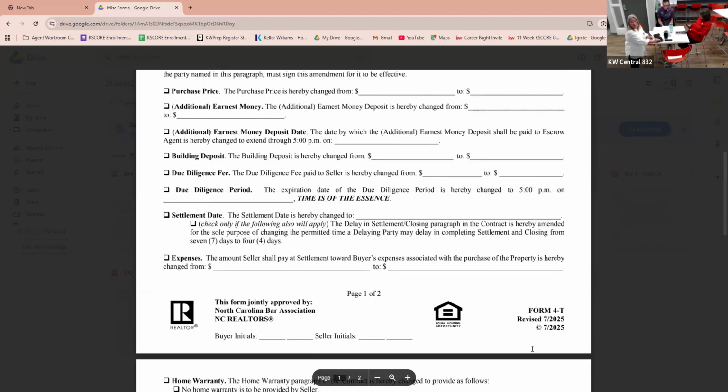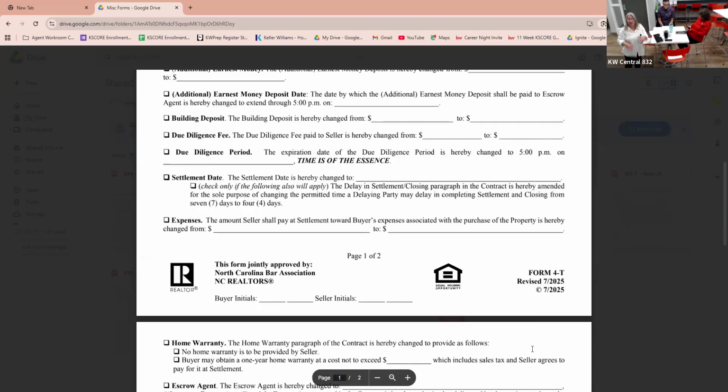Expenses, so this is a situation where we negotiated repairs, and the seller said, I'm not making any repairs, but I'll give you $5,000. So this is where we would change it from whatever it was on the contract to what the new amount is.